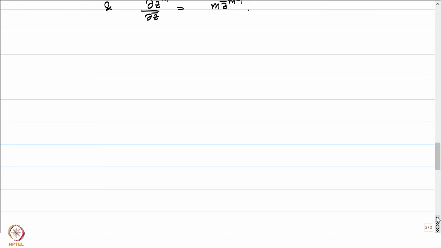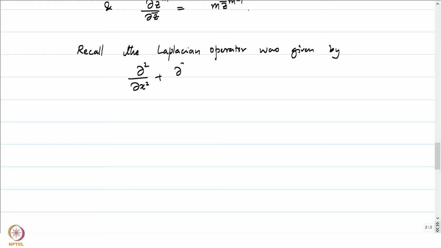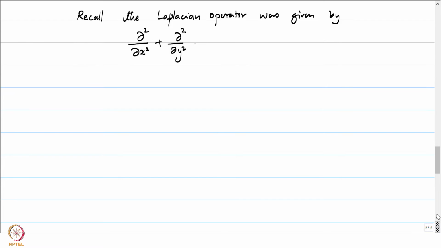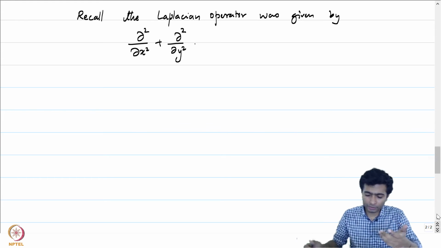the Wirtinger derivative, the derivative of z to the power n. So before we do the next problem, let's also look at the Laplacian operator in terms of the Wirtinger derivatives. So recall again that the Laplacian operator was given by ∂²/∂x² plus ∂²/∂y². Let's use the definition of the Wirtinger derivatives and write the derivatives in terms of ∂/∂z and ∂/∂z bar.